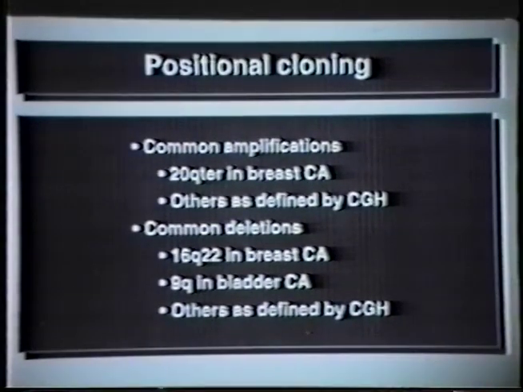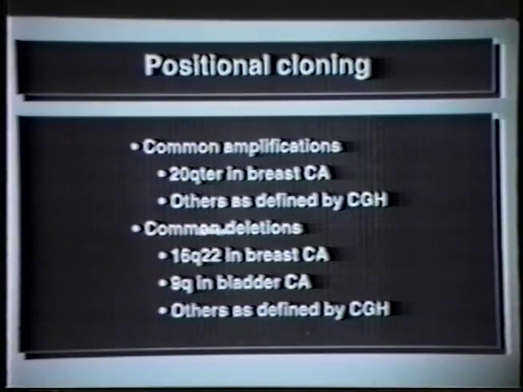Well, once we have developed the capability of studying the known oncogenes, we've become interested in positional cloning. That is to say, in trying to clone other regions of the genome that may be involved in tumor progression. And we now know that there are a number of regions that are commonly amplified for which we don't know the operative gene. There's a region on 20q-TER in breast cancer that is commonly amplified. There are other regions as well.